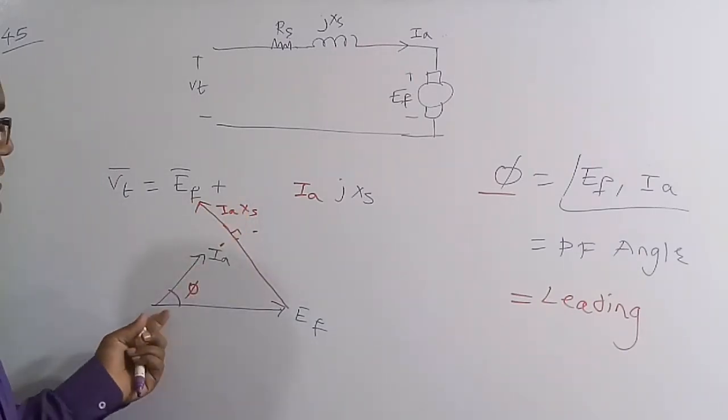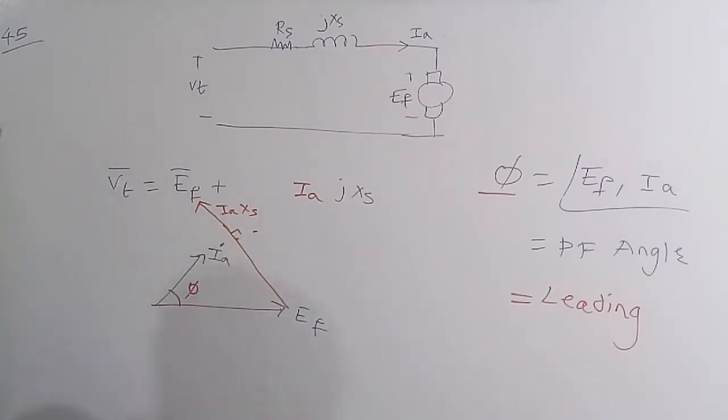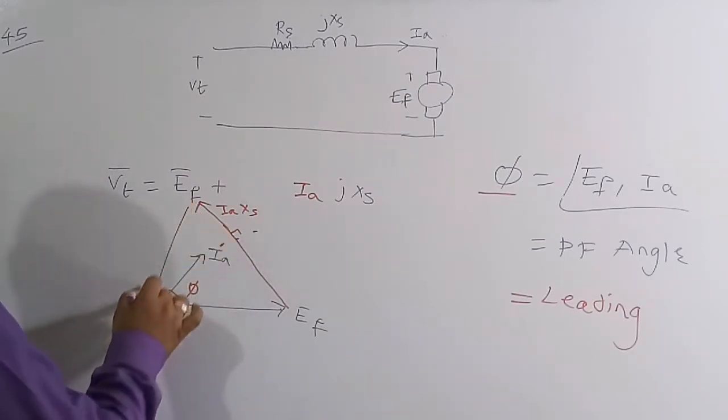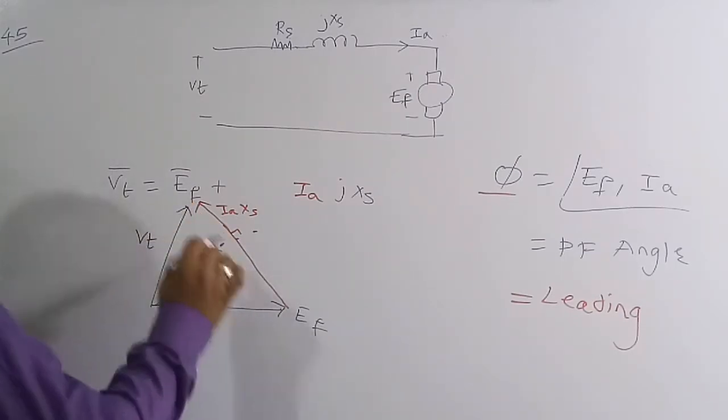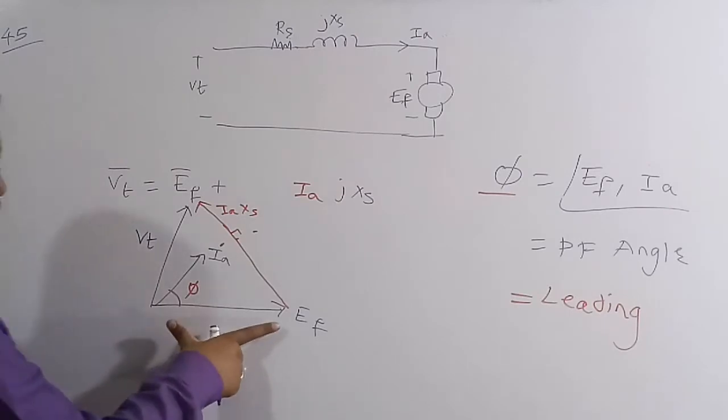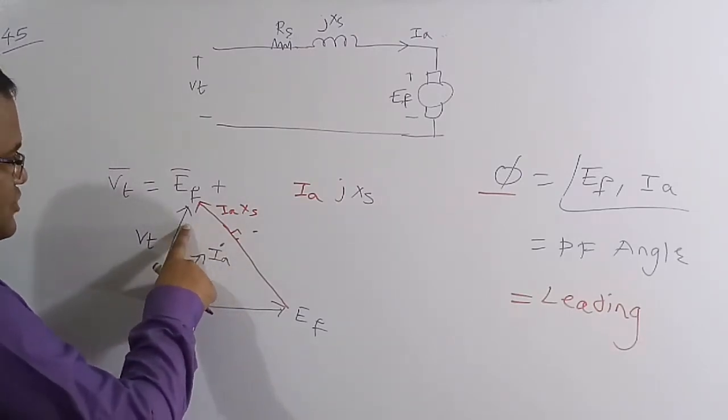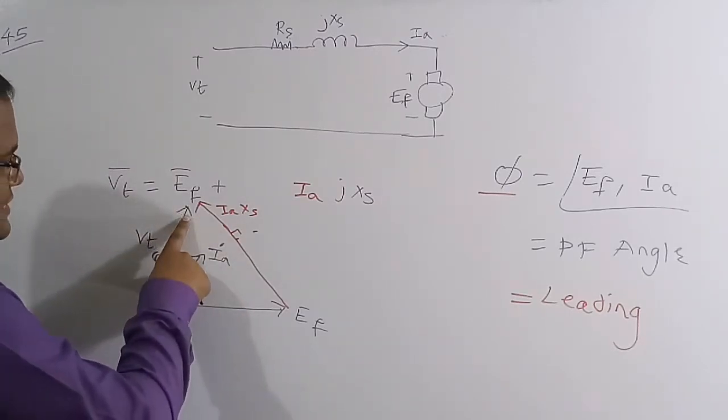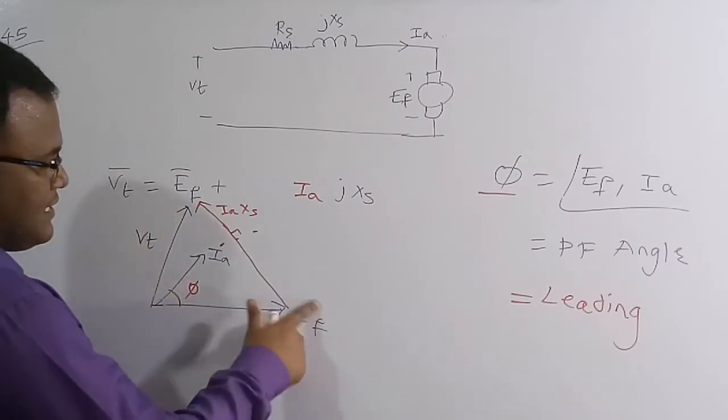Now VT is nothing but EF plus IA into XS. So this is called VT. If you see carefully, the length of EF is greater than the length of VT, because this is the length of VT and this is the length of EF.